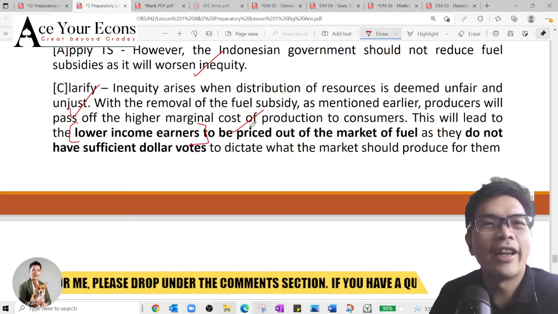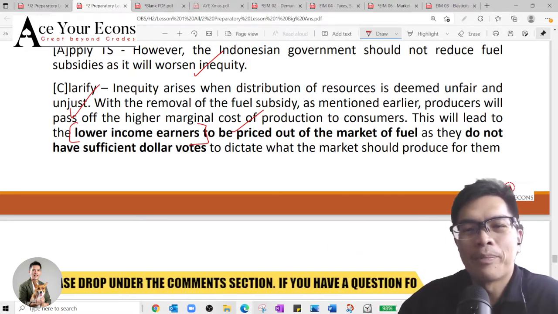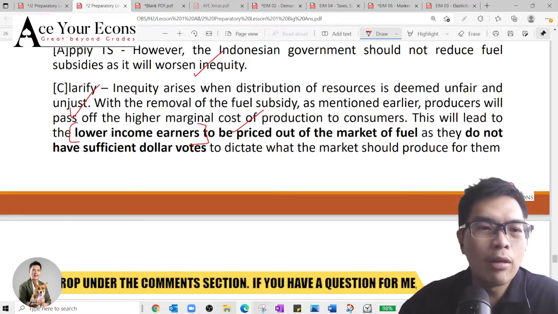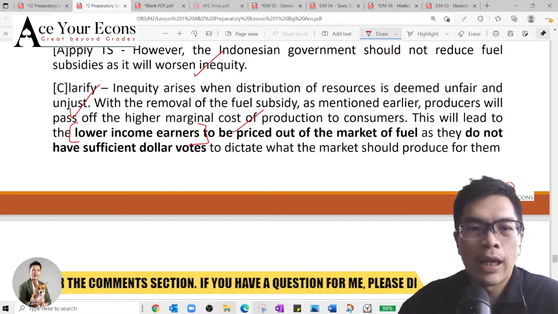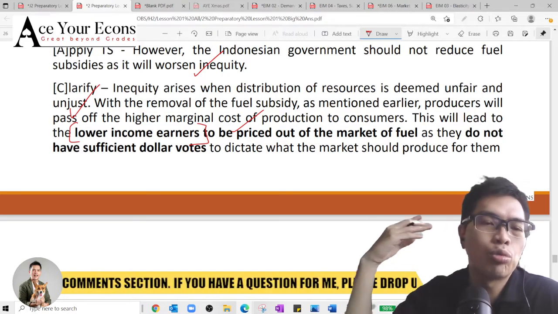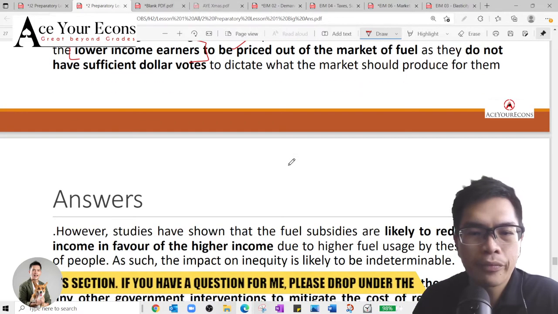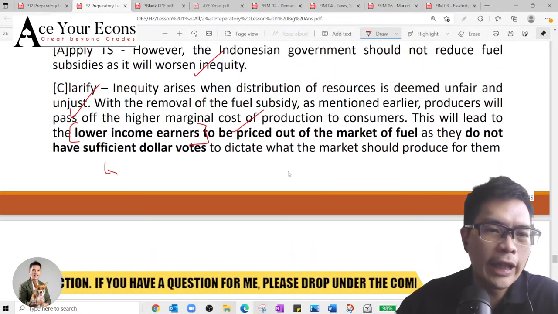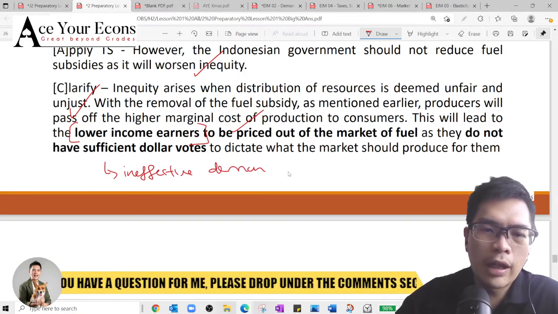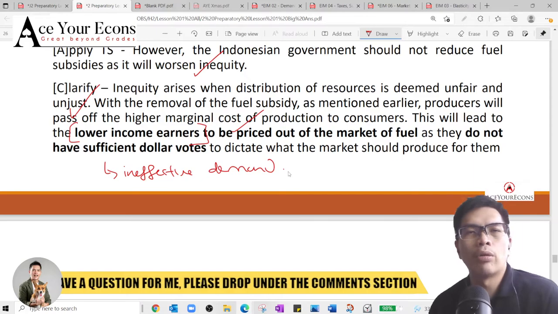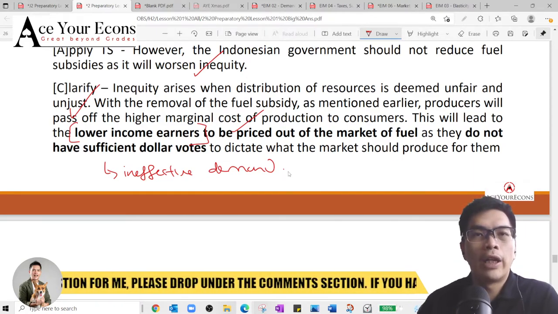All right, sorry, I was cut off earlier. A student was asking a question. I'm going to move on. Like I've said, always focus on the lower income earners. These are some of the keywords you should consider. Sufficient dollar votes: the lower income earners will not have sufficient dollar votes to dictate what the market should produce for them, and this will lead to ineffective demand. The idea behind ineffective demand is that lower income earners are willing but unable to consume. Willing but unable.